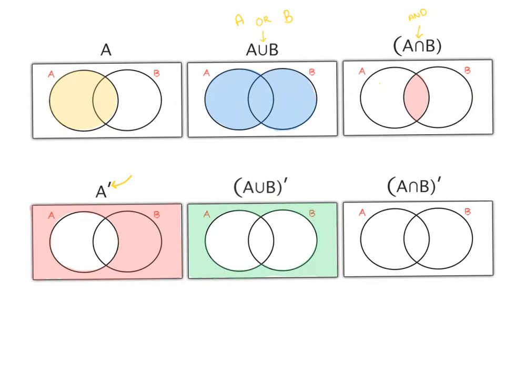Next we've got A intersection B complement. So it's everything that is not in A and B. So it's the opposite of the one above.